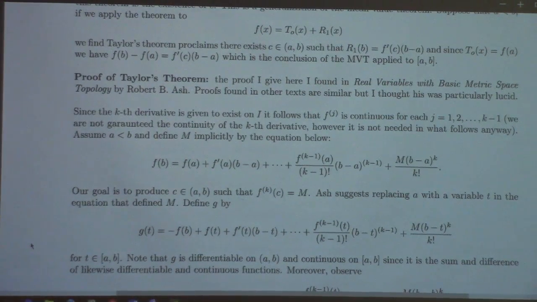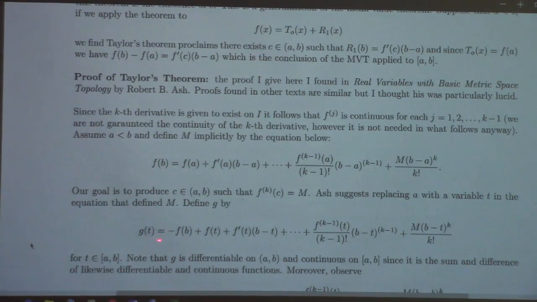All right, our goal then is to produce a c such that the kth derivative at c is equal to this m, all right? If I can do that, that basically proves what I'm after, which is that f of b is this kth Taylor polynomial plus this remainder term, all right? So to do this, it helps to study an associated function.